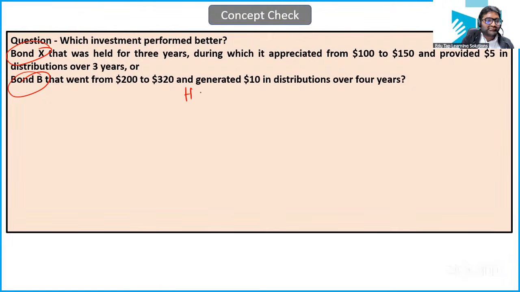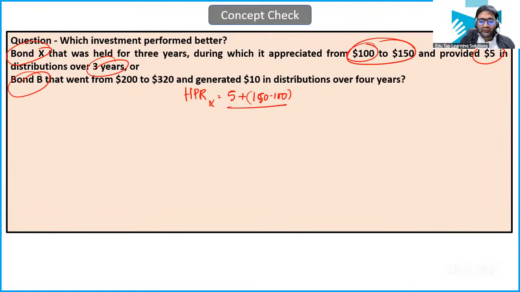Yeah, this point goes to me. Holding period return for X, please try to calculate. Same thing, 100, 150, 5 rupees is the profit, 3 years is the time period. Can you just tell me holding period return is how much? Right, so 5 plus 150 minus 100. I hope you have been able to understand. And 100 is what you bought it at, right? 55 by 100. In percentage terms, it is 55%.